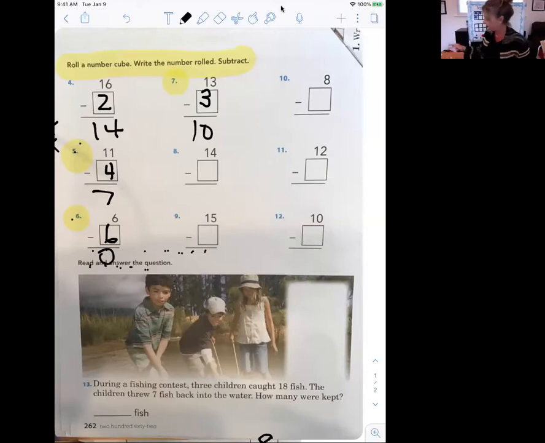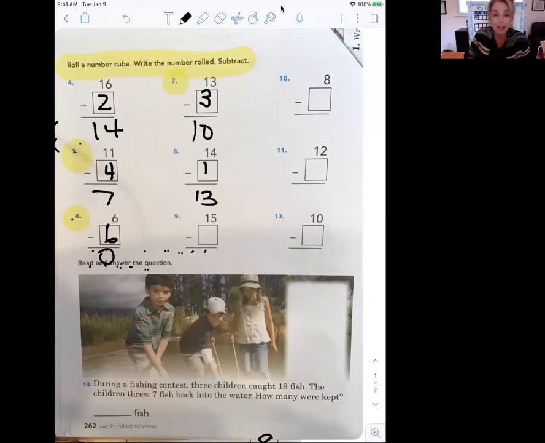Okay, now number 8 is 14, take away. What number are we going to put on the bottom there? 1. 14, take away 1. Well, we're going to start at the 14, and we're going to jump back 1, which gives us what? 13.